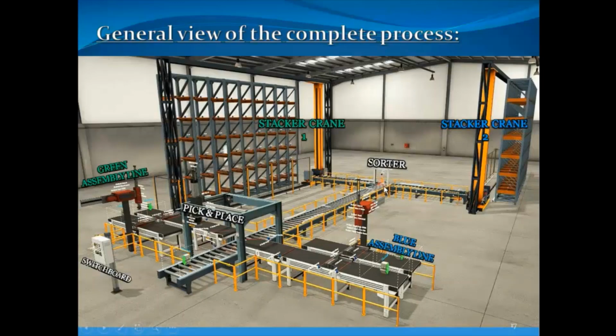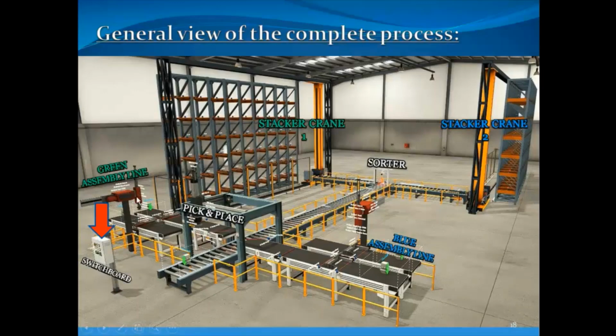The sorter is going to choose which side to move the product. Either it's green, it's going to be moved to stacker crane number 1, or it's blue, it's going to move to this. It's all color sorting. It's a simple process.